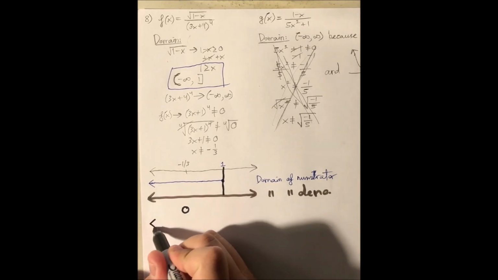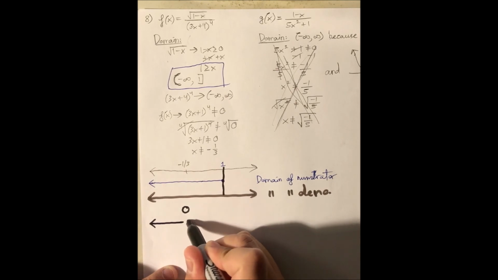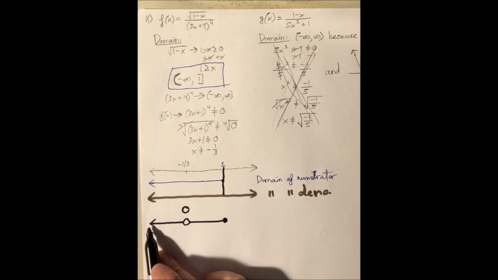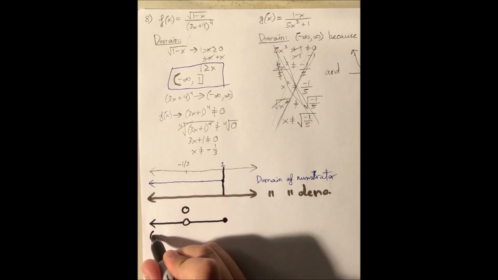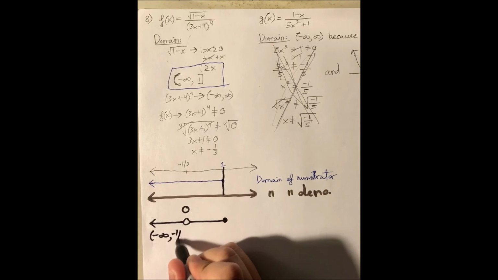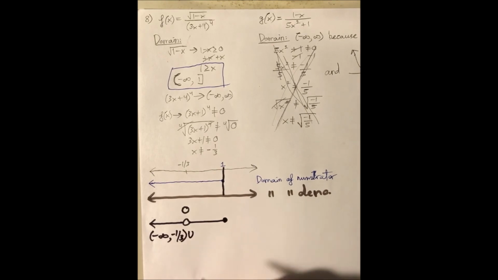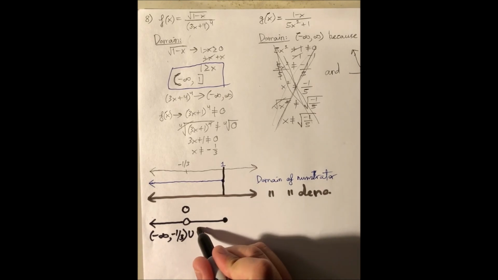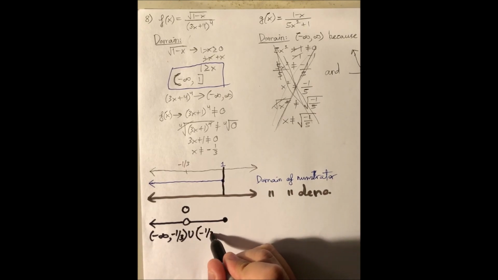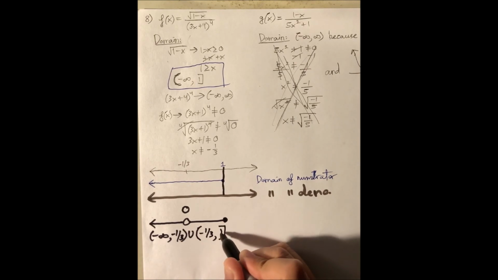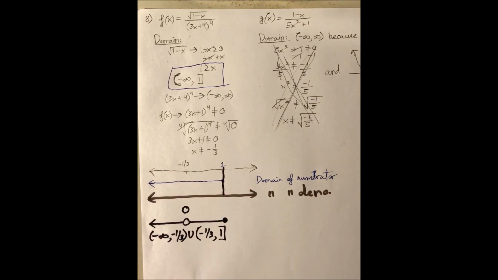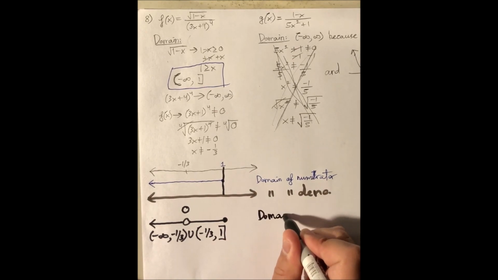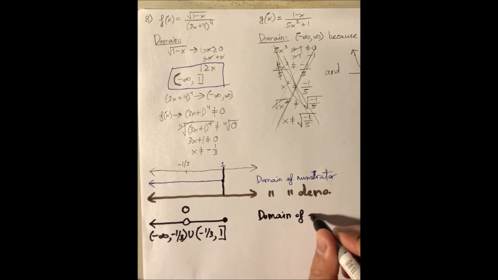So really, the domain of the entire function f is going to be from negative infinity up to negative 1/3, but not including negative 1/3, and then union, excluding negative 1/3 all the way to including 1. So parentheses at negative 1/3, but bracket at positive 1, because we're including positive 1. So this is the interval notation for the domain of f of x.